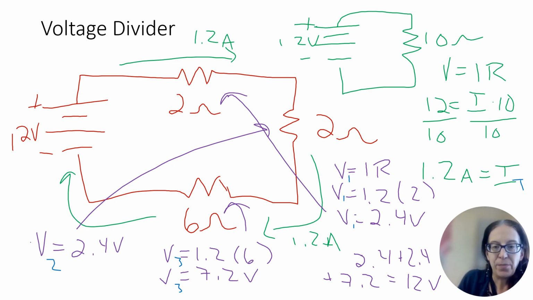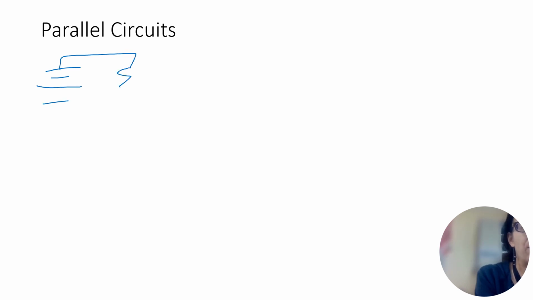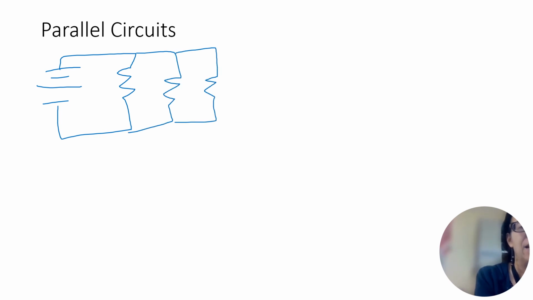Bigger the resistance, bigger the voltage drop. Parallel circuits look something like this. And we will typically draw them so that they look like they're nice and parallel. Okay, so they might look something like that.